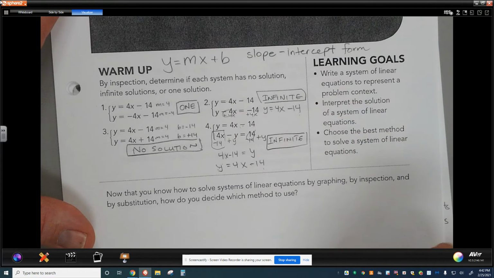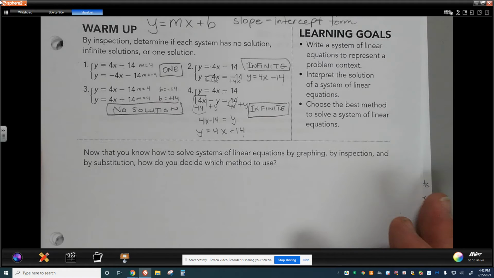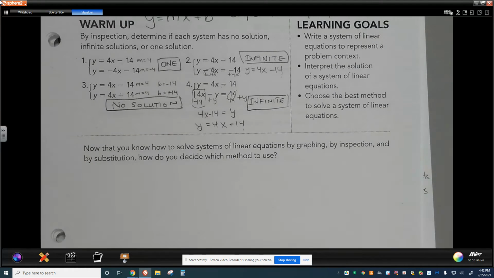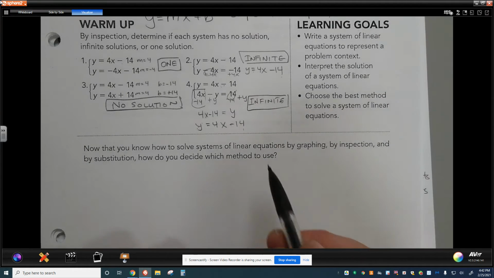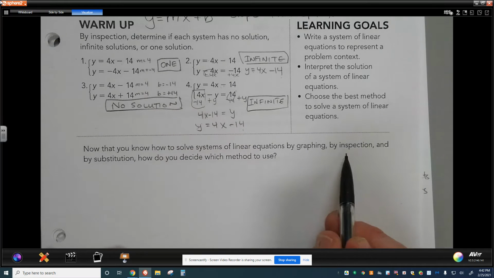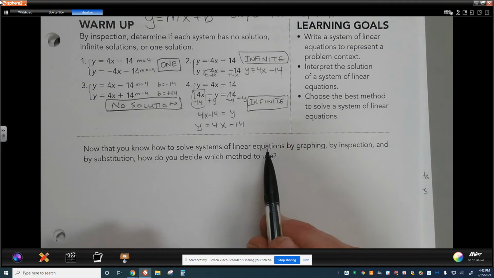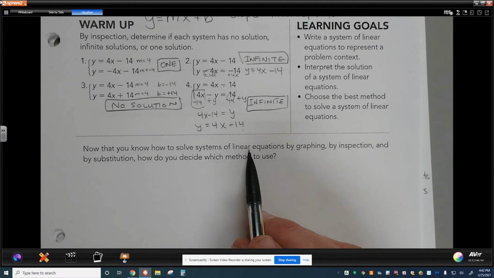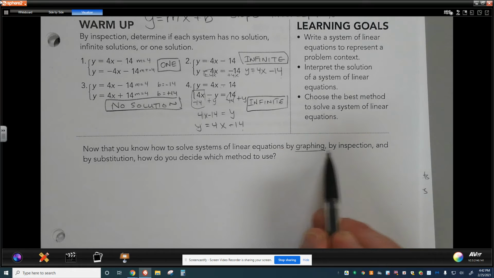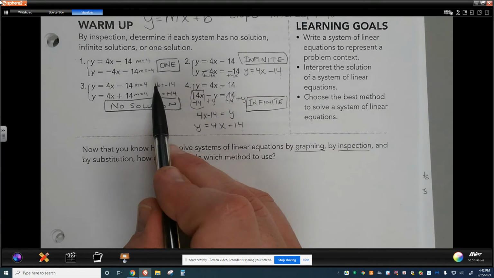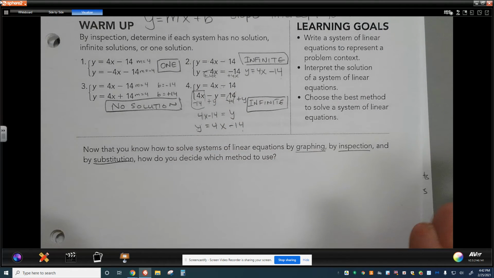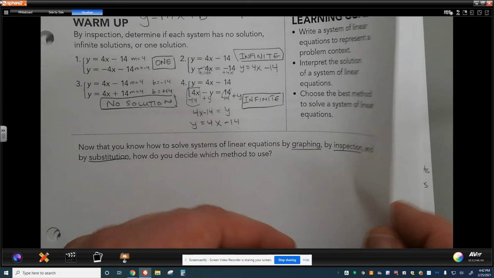There you go. For the rest of this lesson, we're going to have some scenarios that we're going to analyze and take the opportunity to decide if our best recourse for solving systems of equations is graphing, inspection, like what we did right here, or substitution. And then when will we use those and how do we know what's best?